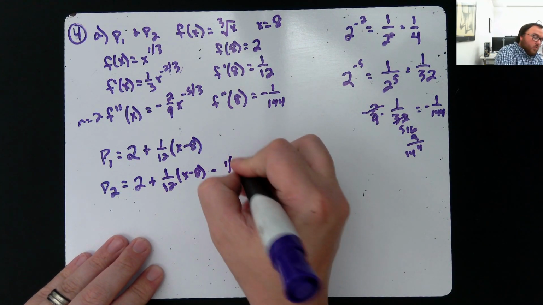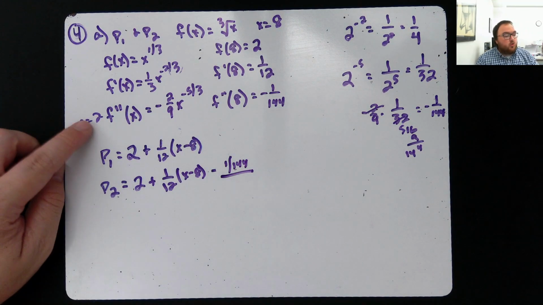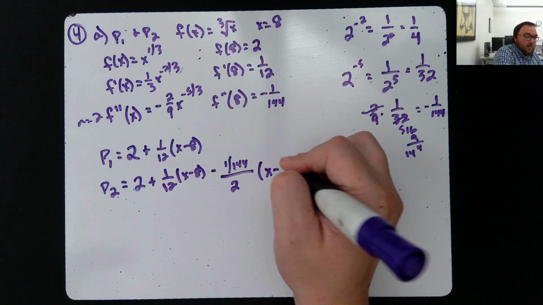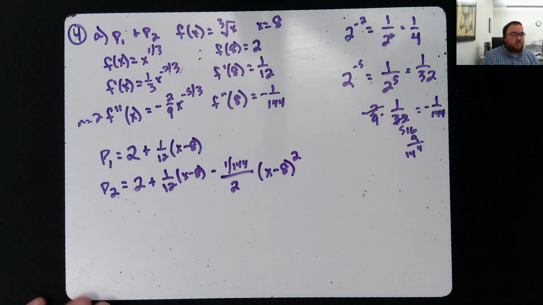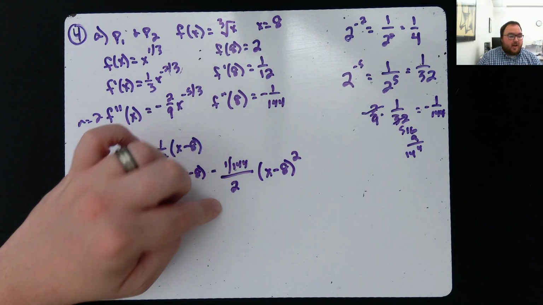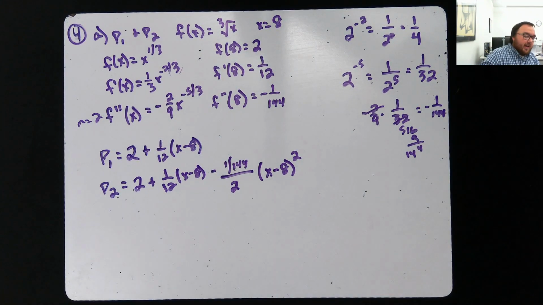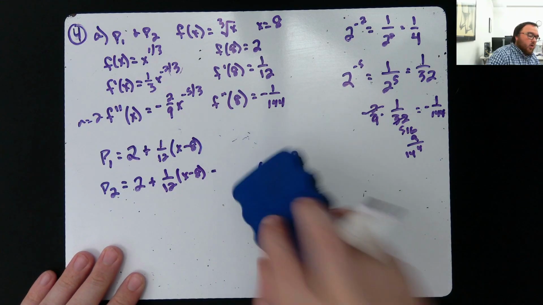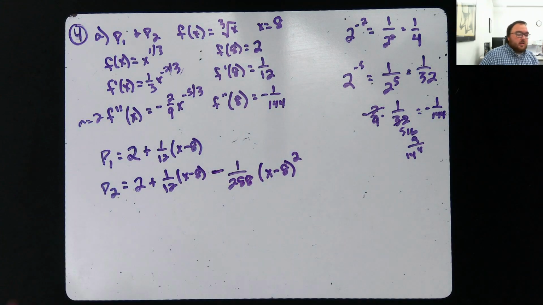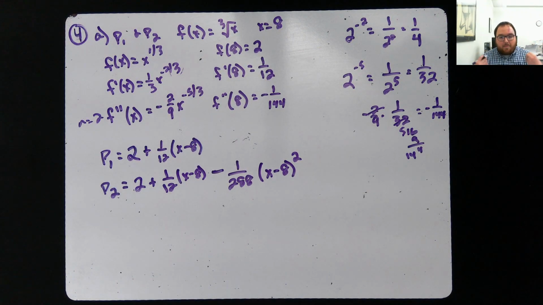1 over 144 over 2 times 1, which is 2, times x minus a, which is 8, squared. 1 over 144 divided by 2, I can do 144 times 2, which is 288. So this is going to give me 1 over 288 times x minus 8 squared. So that's what I get for P1 and P2. If it doesn't make sense, let me know, please, and I will help you out.